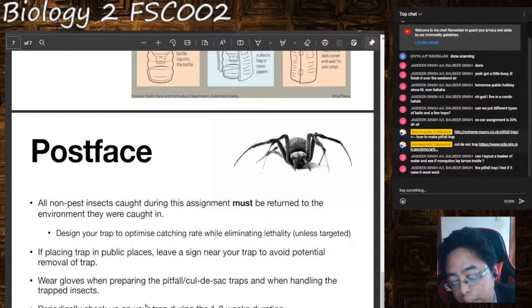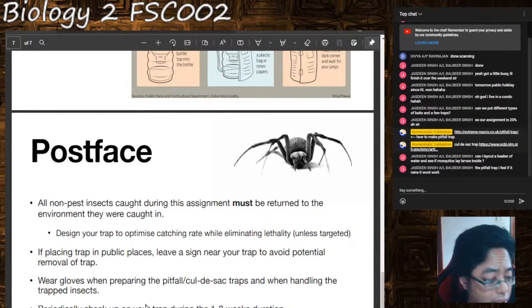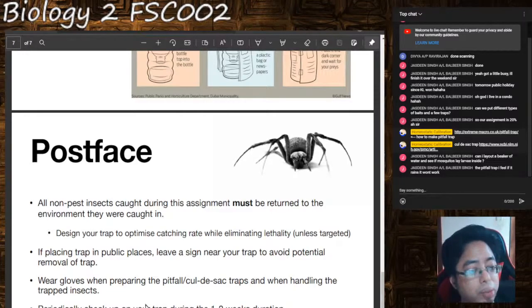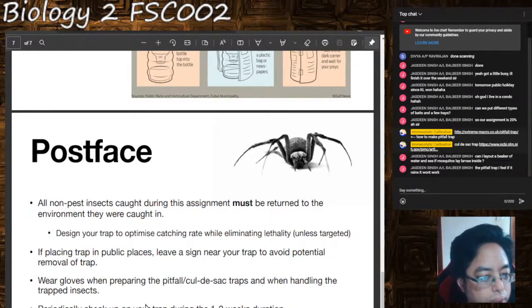So if you want to maximize your yield or your results, you have to make more than one trap. Then put them in all types of places, using all types of baits. Usually baits with a smell, like salted fish, will attract insects or any living beings.